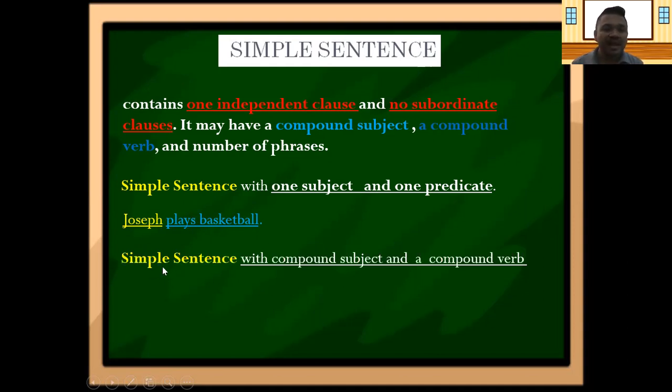Another one: a simple sentence with a compound subject and a compound verb. For example, Joseph and Michael play tennis and swim. Joseph and Michael are two subjects, so it is a compound subject. Play tennis and swim are two verbs, a compound verb. This is still a simple sentence because it is referring to one single idea.